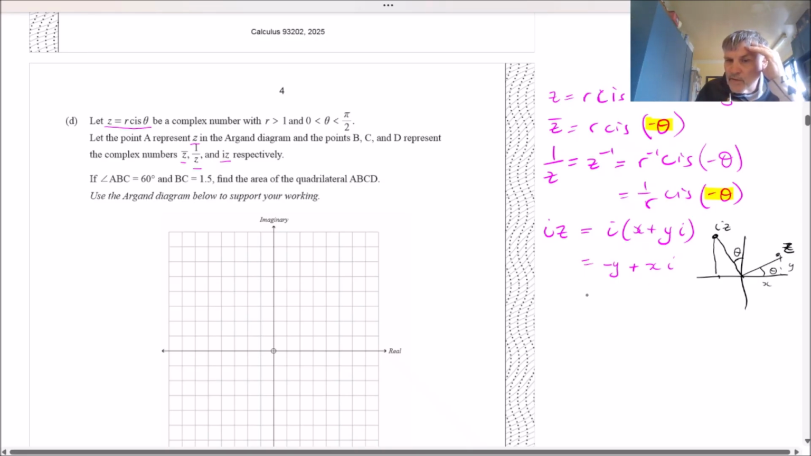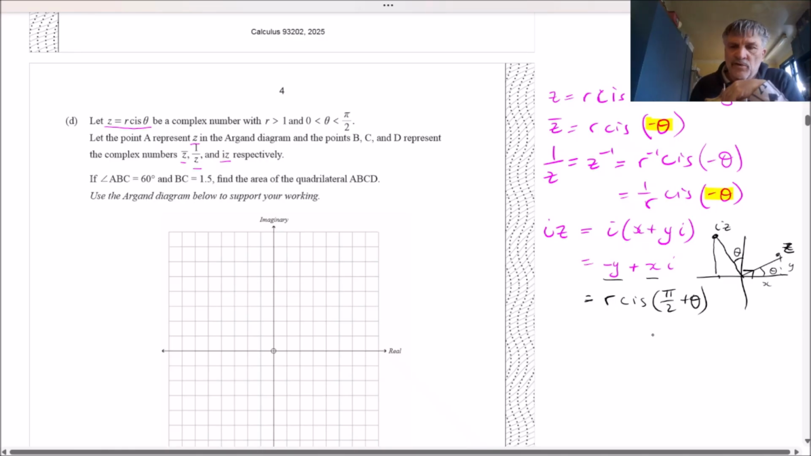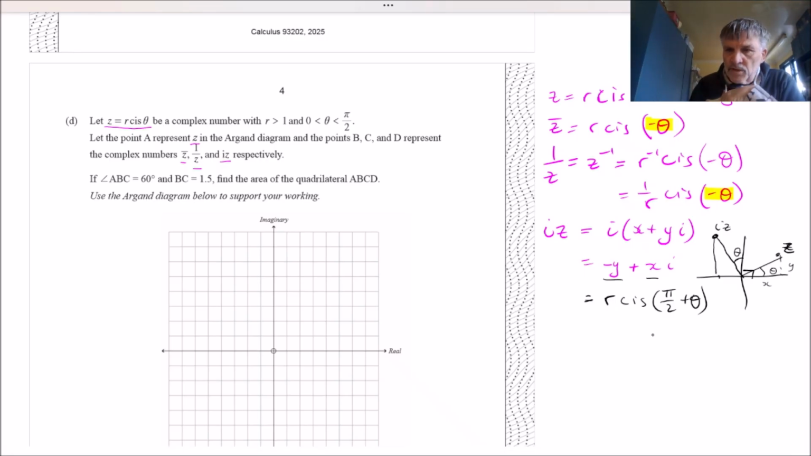So because we've got the same real and imaginary parts but swapped, the modulus is going to be the same, so we're going to still get a modulus of R, and our angle is going to be a right angle plus theta, pi over 2 plus theta. So I think that's going to be a useful form for us to use.